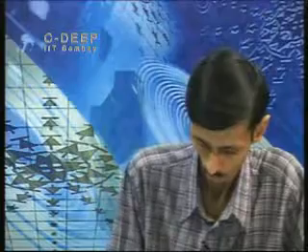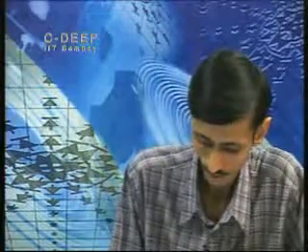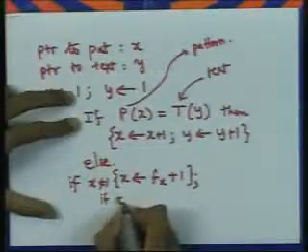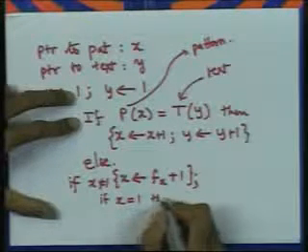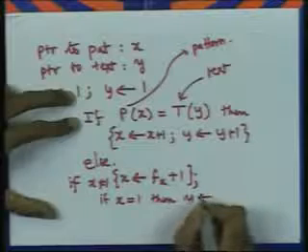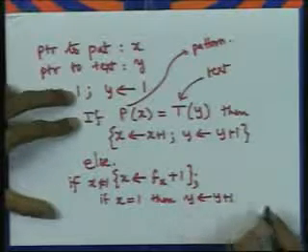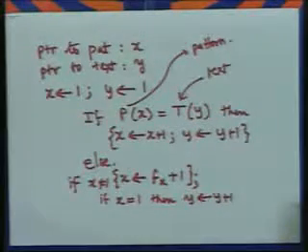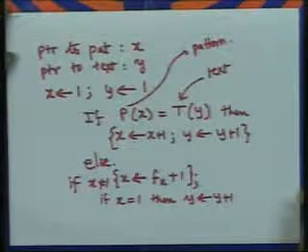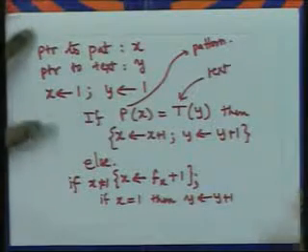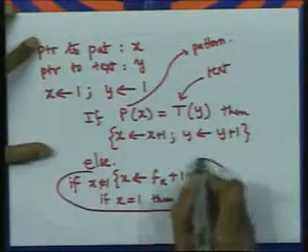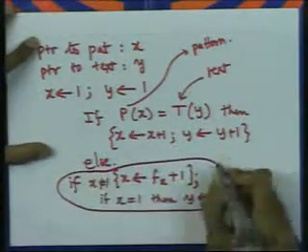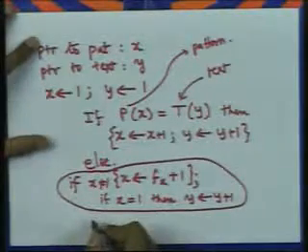So let me write this. All this sits inside the else. So if x equals 1, then y is y plus 1. I just increment the text pointer by 1. So all this sits inside the else, and the whole thing is in a loop.